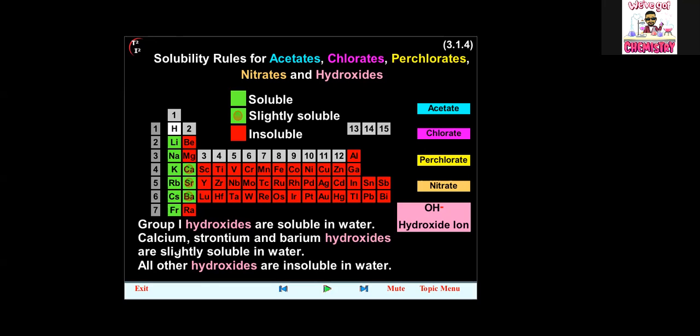So that means your calcium, which is in group 2, your strontium, group 2, and barium is also in group 2. The hydroxides are slightly soluble, but any other hydroxide is insoluble. So that means you have copper hydroxide, zinc hydroxide, iron hydroxide, manganese hydroxide, every other hydroxide is going to be insoluble, except all group 1. That's why we use sodium hydroxide, potassium hydroxide in the lab more often, because they are soluble.